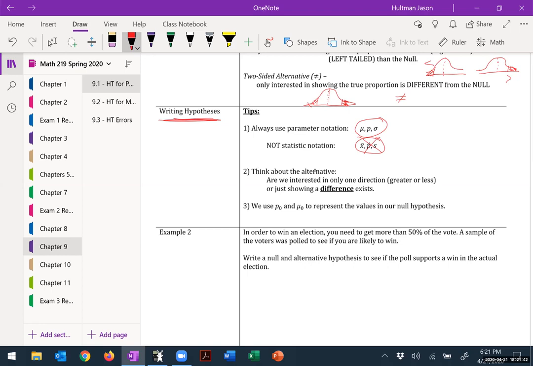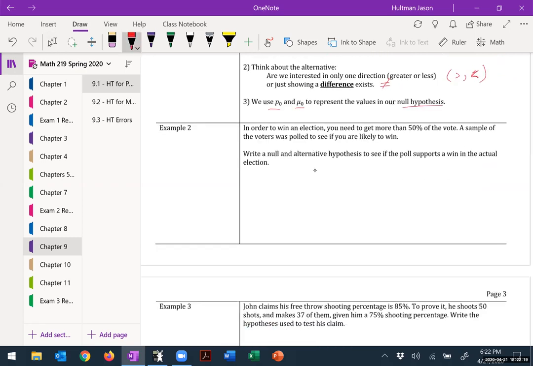Number two, think about the alternative. Are we interested in only one direction, greater or less, or do we just want to show a difference? If it's a difference, then it's not equals. If it's greater or less, then it's the greater than or less than symbol. We use p naught and mu naught to represent the values of our null hypothesis.